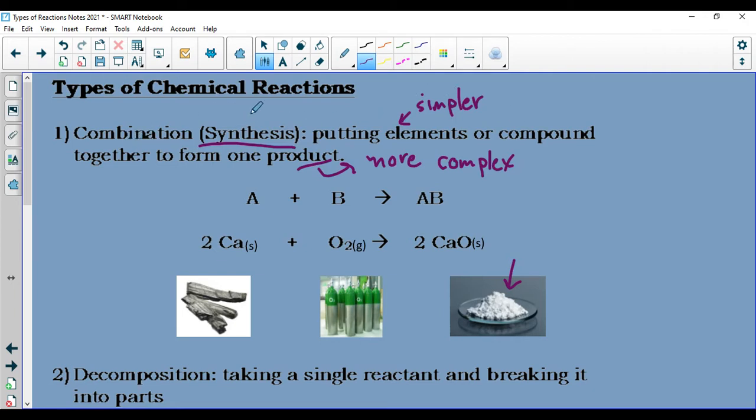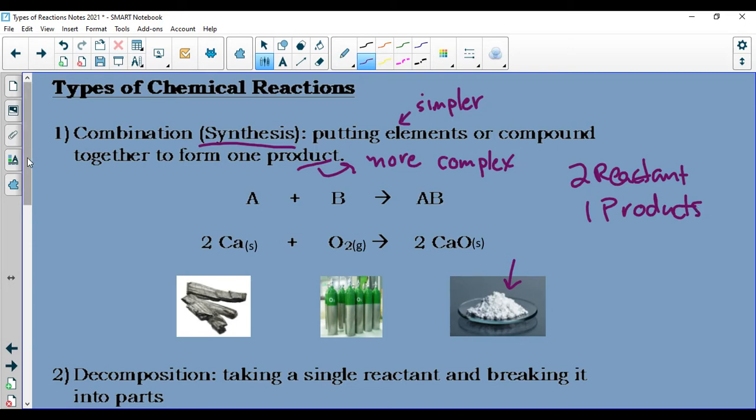So combination is when we put elements or compounds together to form one product that is more complex than the individual components that make it up. So two reactants to one product. Looking at your reactants and products, it's often pretty easy to pick this one out.